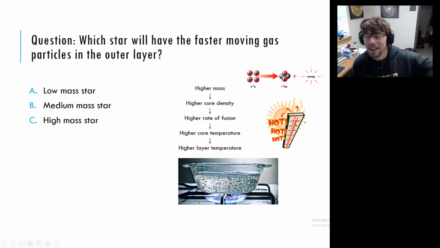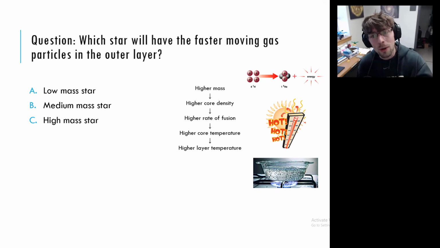Next question. Yeah, I just keep walking through. Like I said, you have all of this information now. You just need to realize that you have to put it in order. Okay? Which star will have faster moving gas particles in the outer layer?